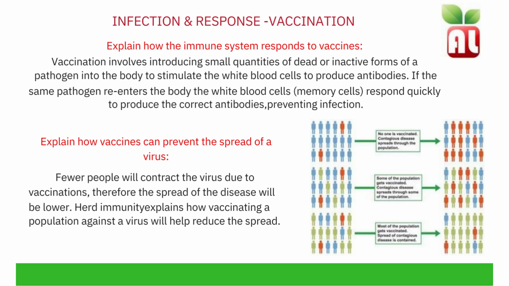Vaccinations are used to help prevent infection. The immune system and its response to vaccines: a vaccination involves introducing small quantities of dead or inactive forms of a pathogen into the body to stimulate the white blood cells to produce antibodies. If the same pathogen re-enters the body, the white blood cells, also known as memory cells, will respond quickly to produce the correct antibodies, preventing infection.